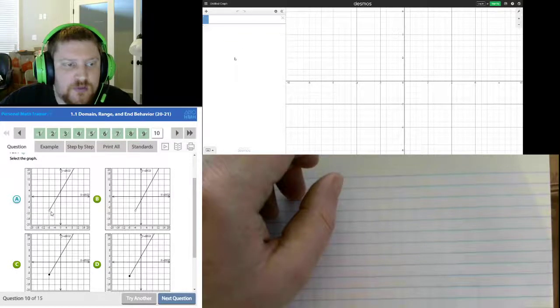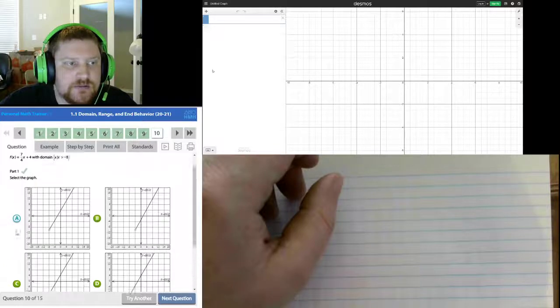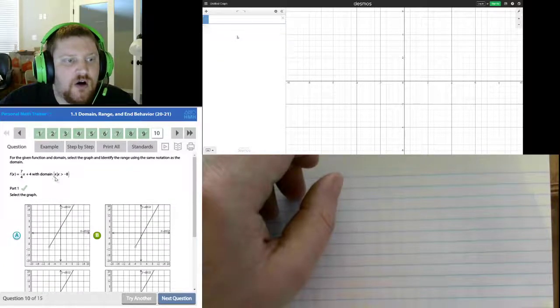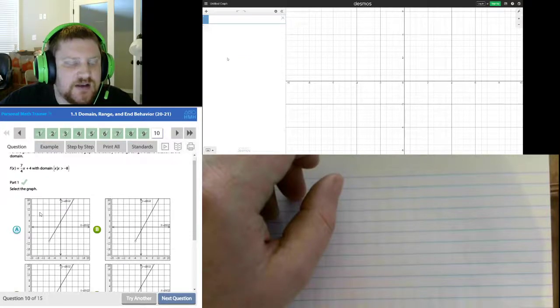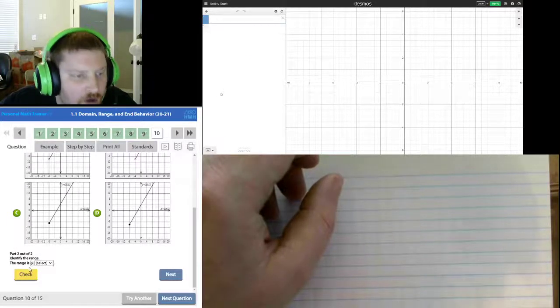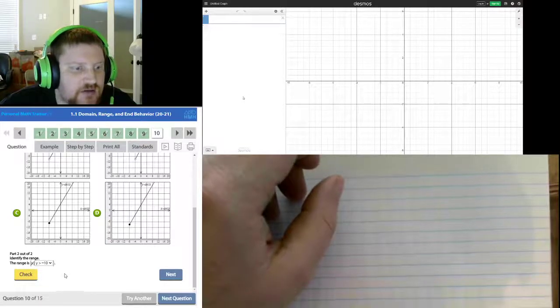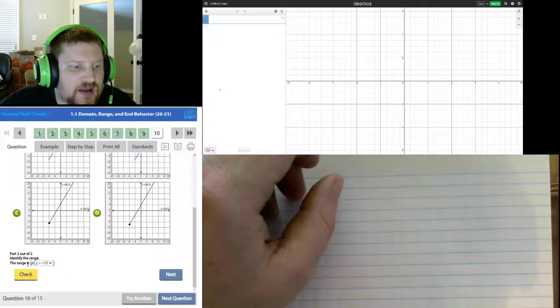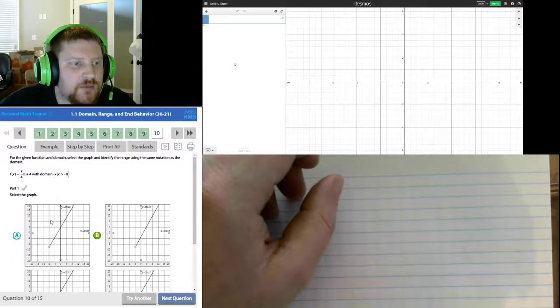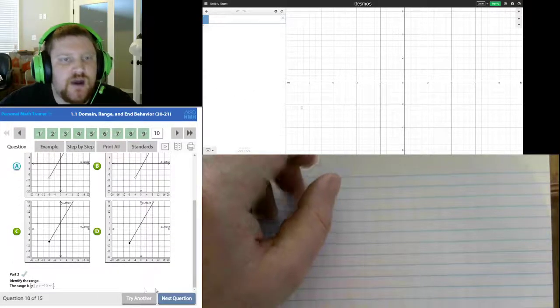Again, it's open, so there will be no bracket. So it's going to be all values y such that y is greater than -10. They gave us the y such that by itself. Part 1 is correct, part 2 is correct.